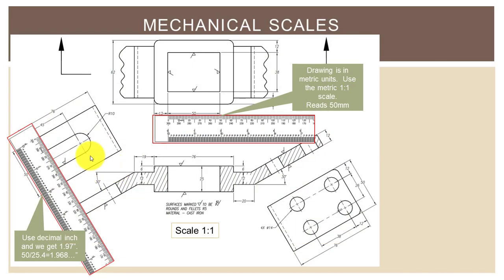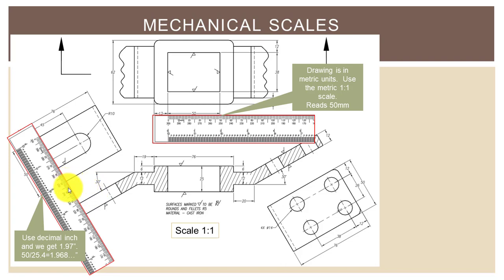And the other type of scale that we use is either the metric or the decimal inch scale. The decimal inch scale is actually a scale representing 50ths of an inch. 50th of an inch is 0.02 inches.